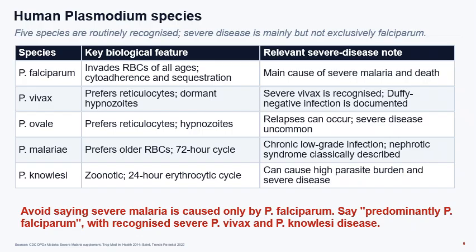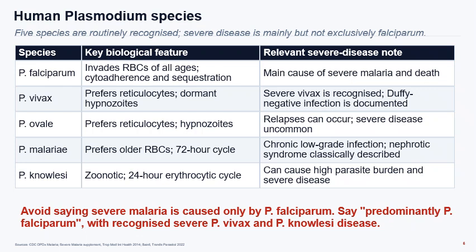5 species are routinely recognized as causes of human malaria. Plasmodium falciparum is the dominant cause of severe malaria and death in Africa because it can invade red cells of all ages and because infected cells adhere and sequester. Plasmodium vivax and Plasmodium ovale prefer reticulocytes and they can leave dormant hypnozoites in the liver, so relapse is possible. Plasmodium malariae prefers older red cells, has a 72-hour cycle, and may persist at low density. It is clinically associated with quartan malaria and nephrotic syndrome.